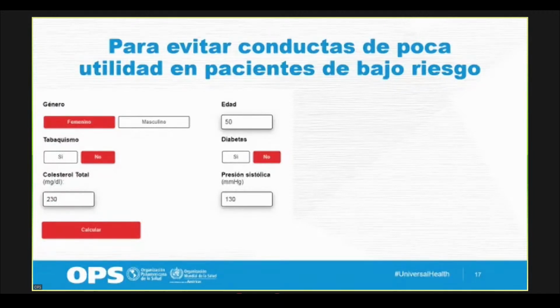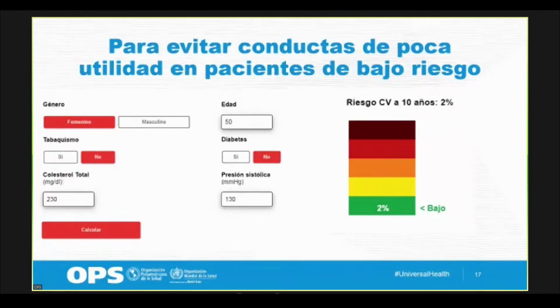Another approach for the use of the calculation is to see if we can avoid certain types of behaviors in low-risk patients. For instance, this is a patient, 50 years old, normal pressure, and the doctor says if that person has 230 mg/dL of cholesterol, maybe all his or her arteries will be clogged. So this person has a very low risk. So it doesn't make sense to have a primary health care prevention intervention.